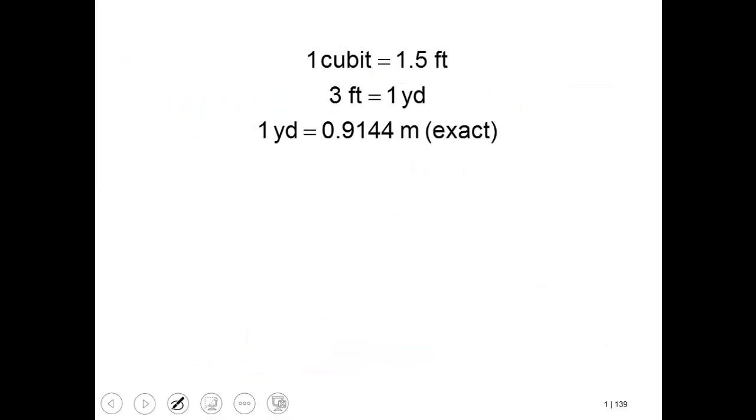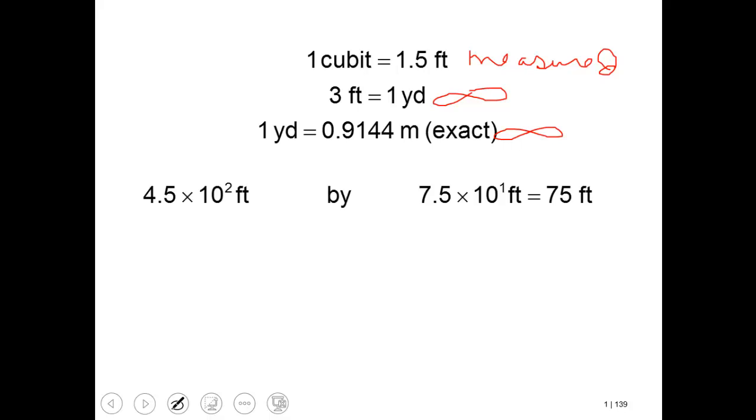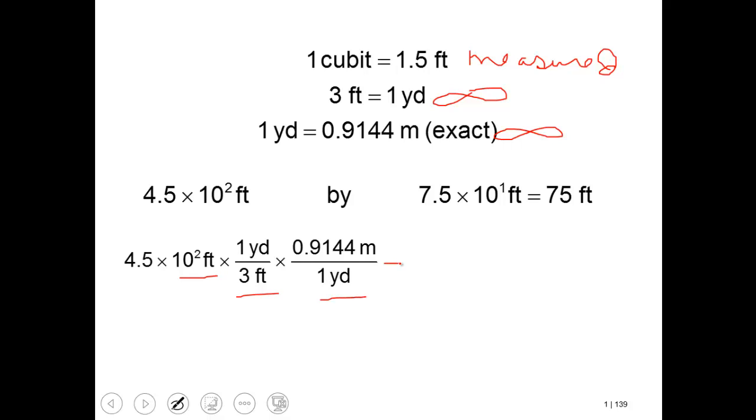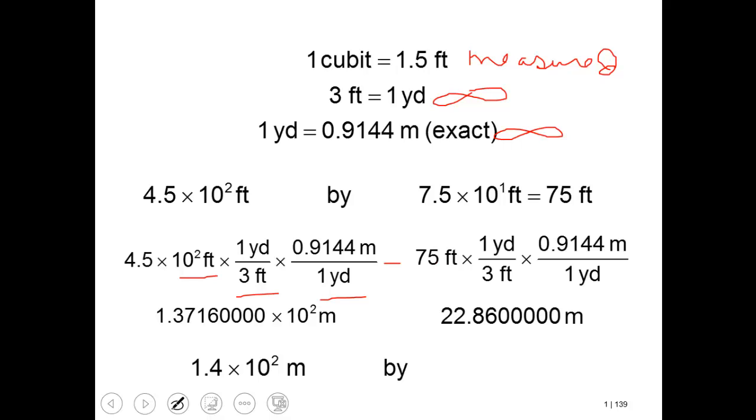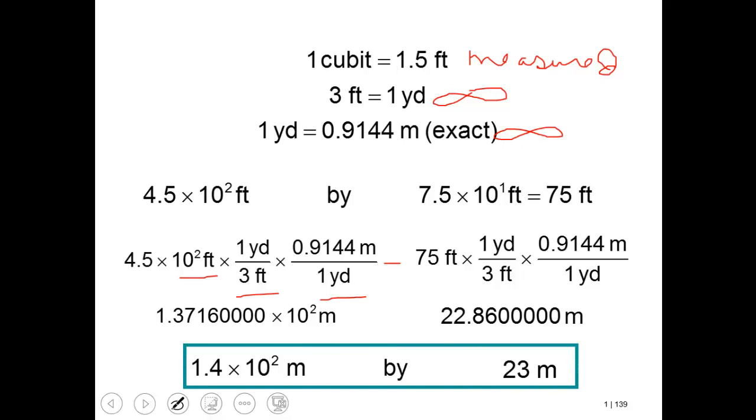If we want to change this into meters, 3 feet in 1 yard is an exact definition. This one is measured. If we do this, we want to convert, here we have our feet from our last part. We can take a foot into a yard and then a yard into a meter. And so we can get our dimensions over here, 1.4 times 10 to the second meters by 23 meters on the other side.